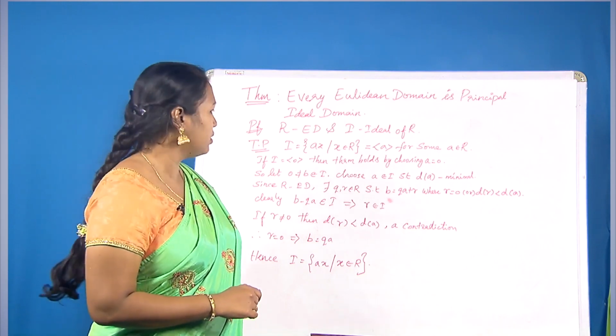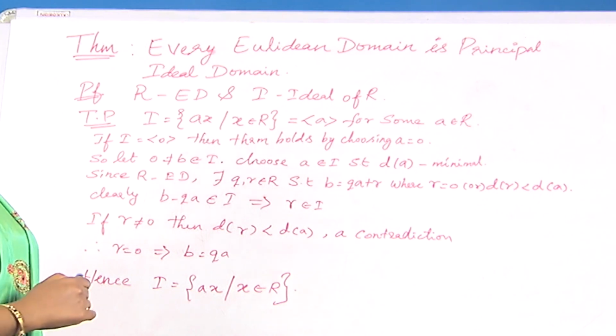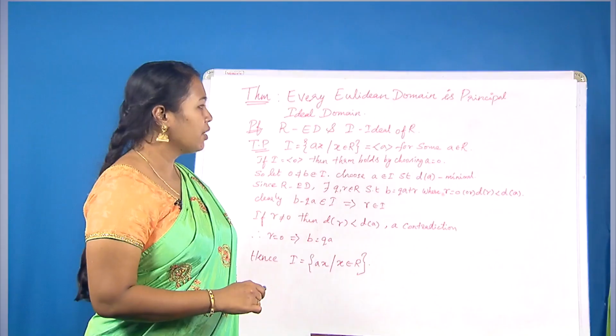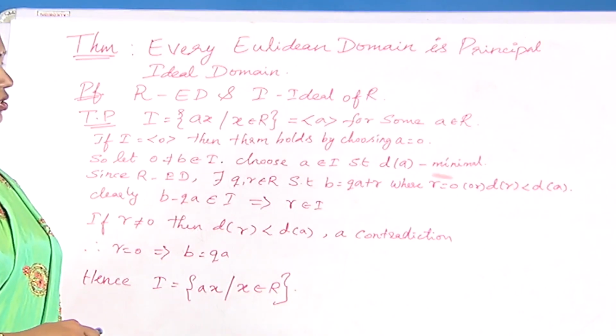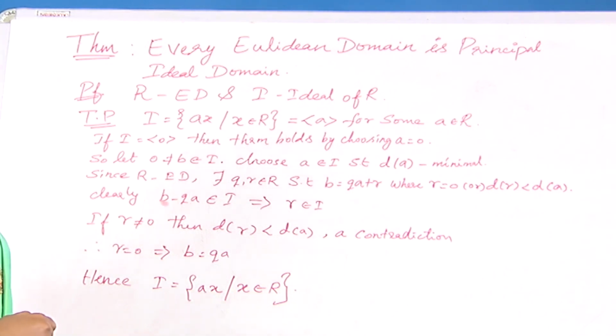Keeping that aside, now since R is a Euclidean domain, one more thing is also true, that it will follow the division algorithm. Therefore there exist Q, R belonging to our Euclidean domain such that B is equal to QA plus R, where R is 0 or D of R is less than D of A. So this is from the definition of the division algorithm. Now clearly B minus QA belongs to I.